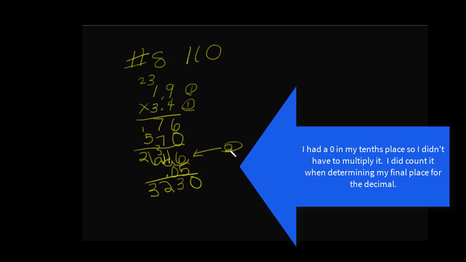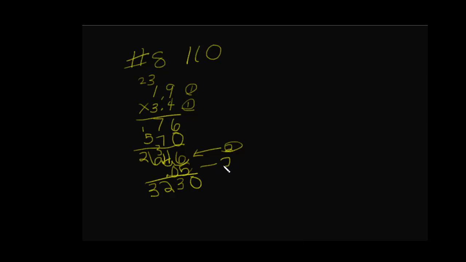So I have 2 decimal places here, and I have 2 here. 1, 2. So I have 2. So in my final product, 2 plus 2 is 4.